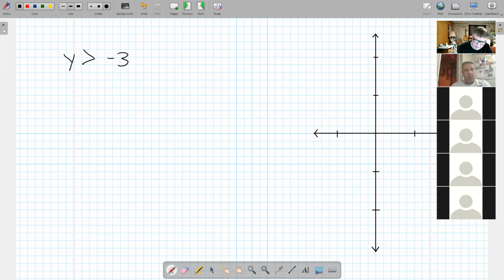Well, the equation related to that would be y equals negative 3. An equation that's in the form of just y, no x involved, y equals a constant, is a horizontal line. So that would be a horizontal line going through negative 3. But because it doesn't include the equals, it wouldn't be a solid line. It would be a dotted line.